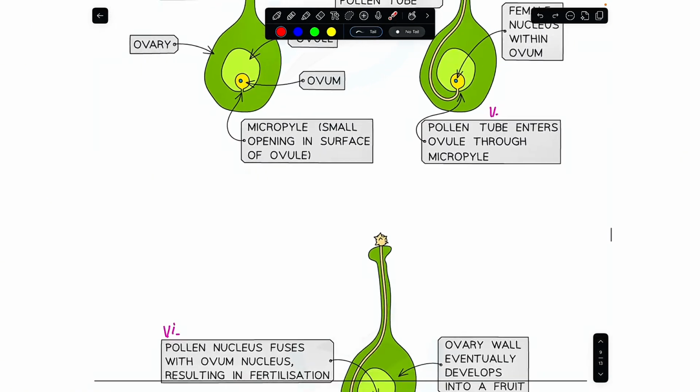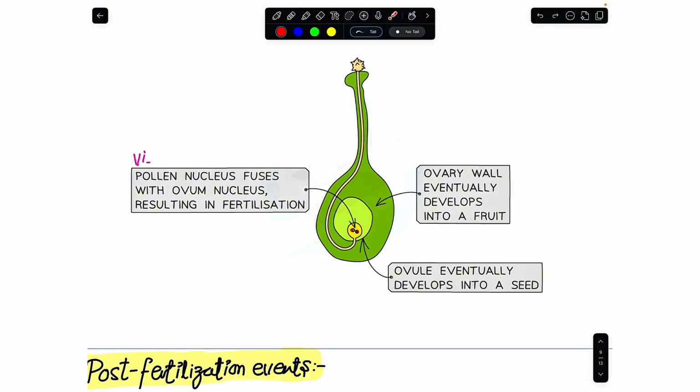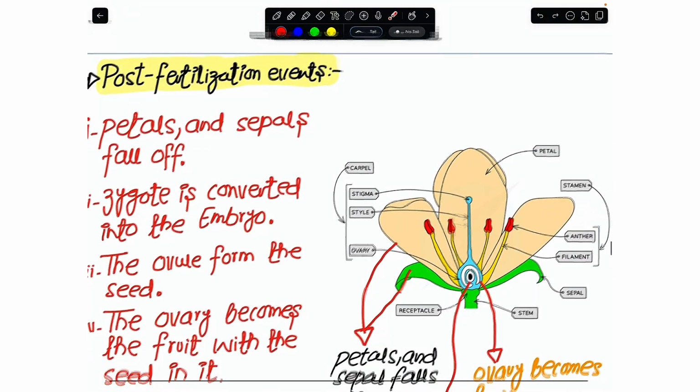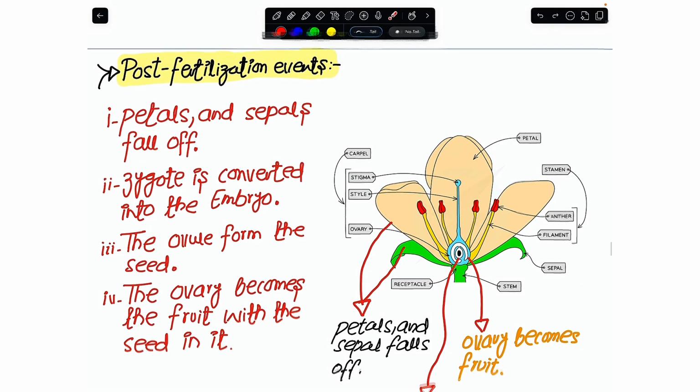Now later, within the ovary, the male nucleus and the female nucleus would fuse with one another, and as a result of that, fertilization would happen. Now the examiner would ask you what the post-fertilization events are. Okay, fine, the male and the female nucleus have fused. So what would happen later?